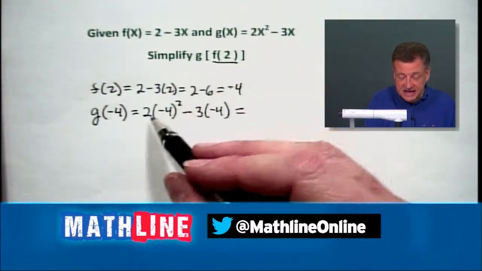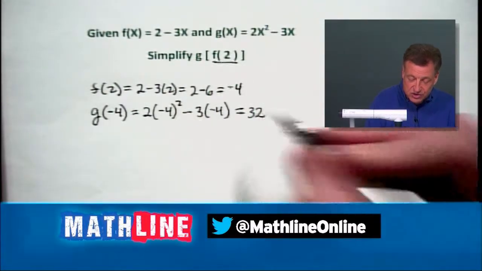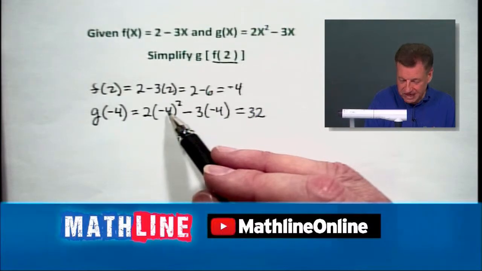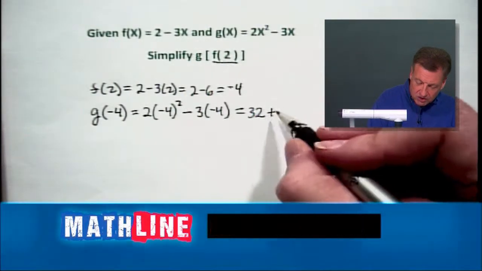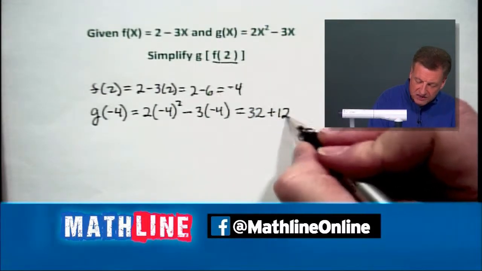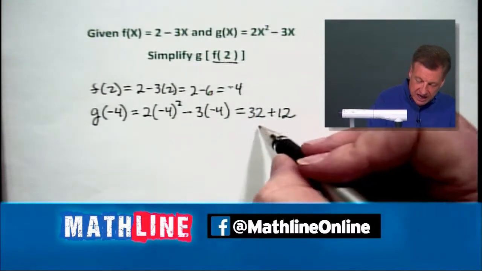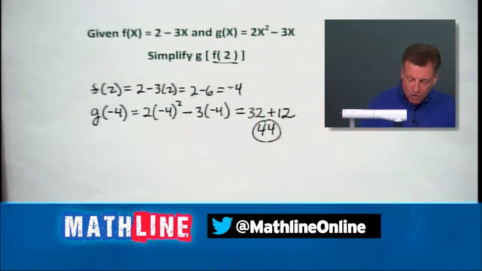It's going to give us 16 times 2, which is 32. Everybody see that? Negative 4 times negative 4, positive. And we're going to add, whoa, a little bit more here. How about adding 12? And I'm checking out at 44 right there.